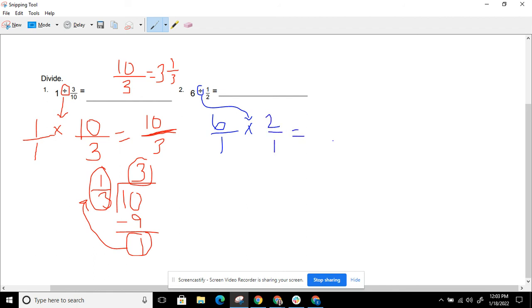And we're going to multiply across. 6 times 2 is 12. And 1 times 1 is 1. We get 12 over 1, which is 12. 12 divided by 1 is 12. And now 6 divided by 1/2 is equal to 12. So you're following the same type of steps, but we're just doing whole numbers divided by fractions with this worksheet. Okay, so that's number 1 and 2 for that second worksheet.